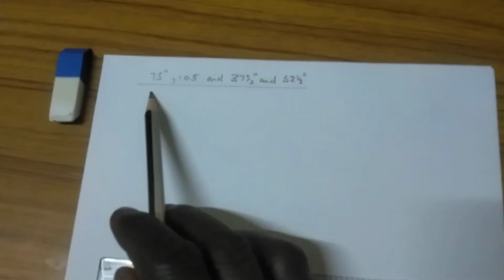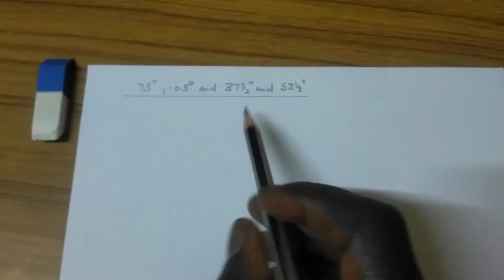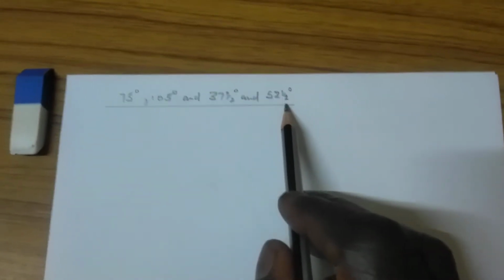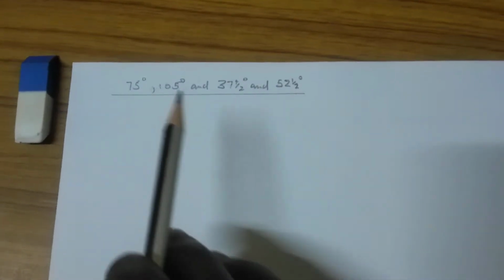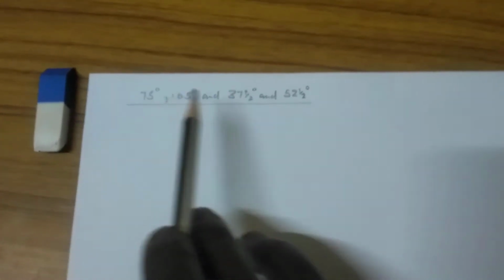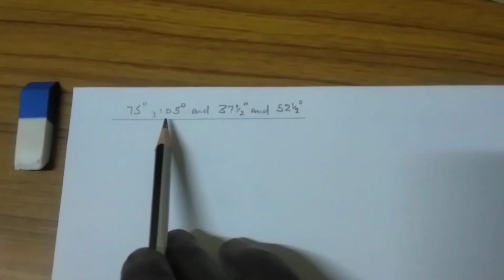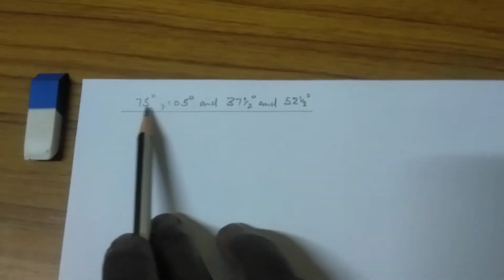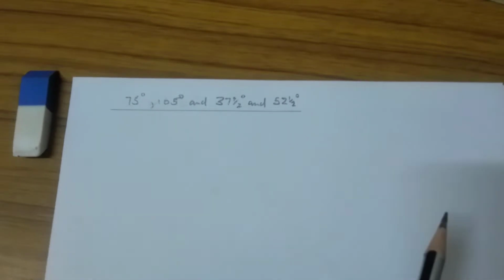Now today we want to construct 75 degrees, 105 degrees, 37.5 degrees, and 52.5 degrees. Now when you look at here keenly, we realize that 37.5 degrees is half of 75, and 52.5 degrees is half of 105. Again, 75 and 105 are angles on a straight line.